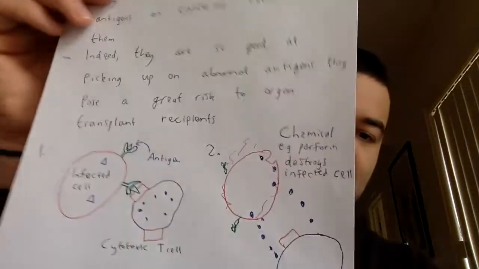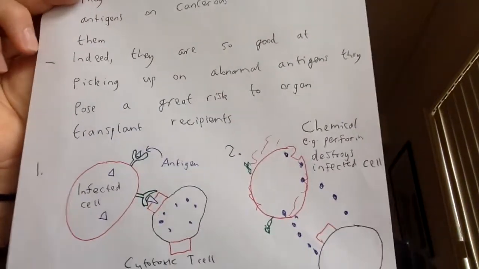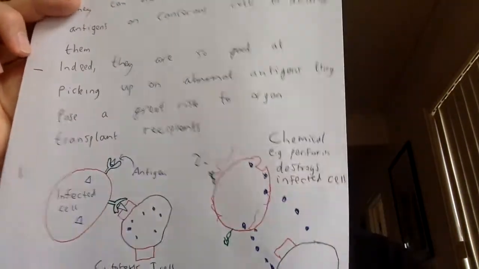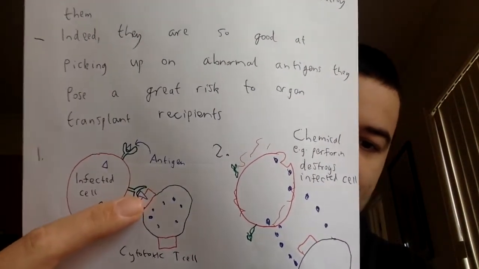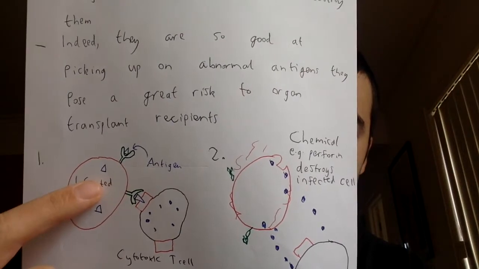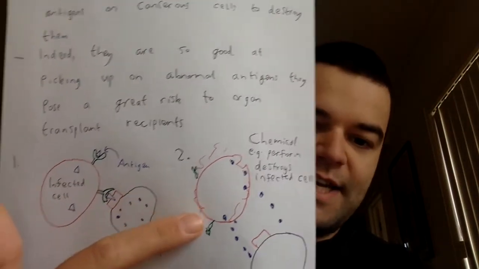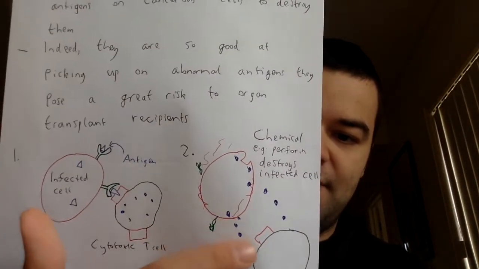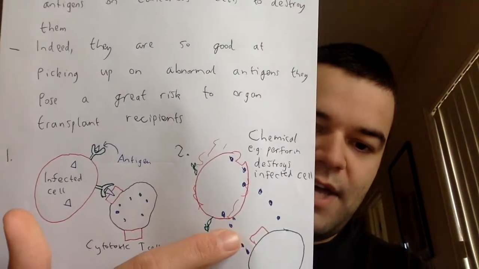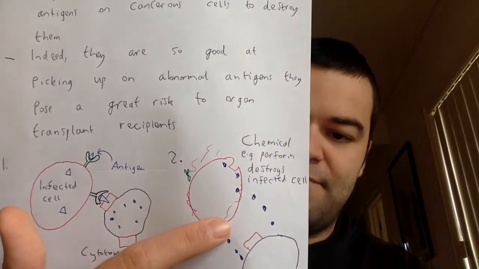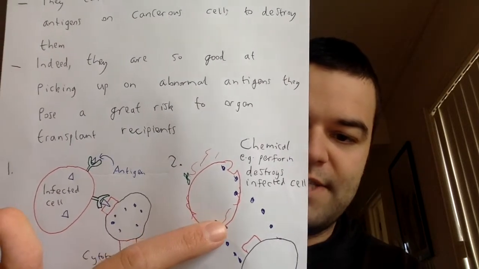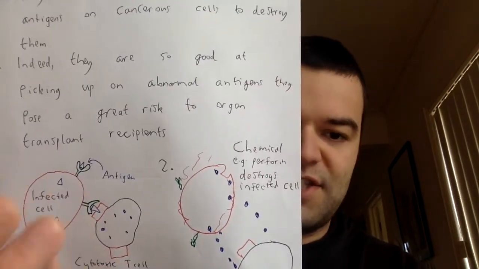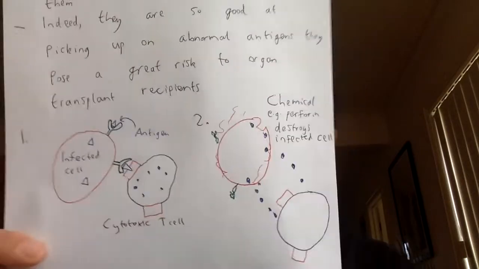So I've just put down here a very simple diagram of how cytotoxic T cells work. So here it is, recognizing a viral antigen on an infected cell, and then it releases a chemical to the infected cell. This chemical I've got here is perforin, and perforin basically destroys the cell membrane of the cell, causes it to burst, and just destroys it, basically.